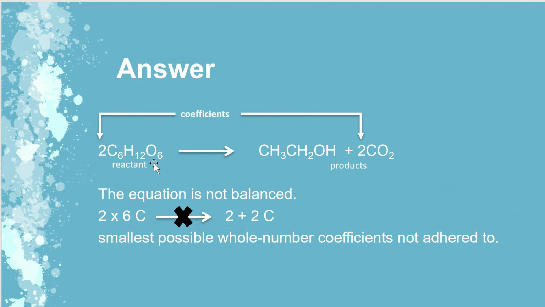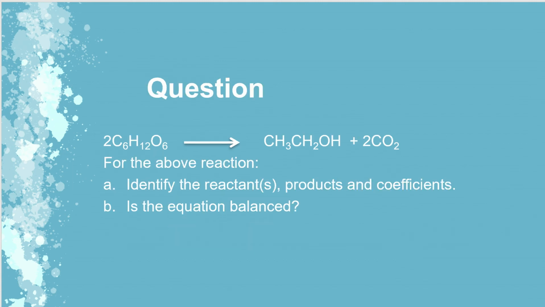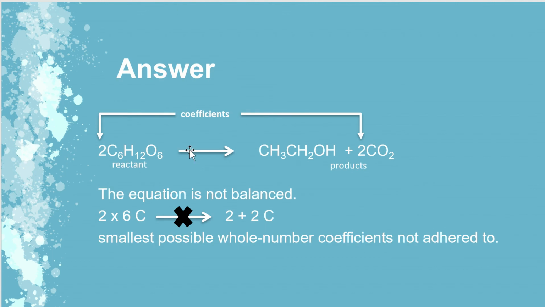All right, which one should we answer first? Let's go with A: reactants, products, and coefficients. This is our reactant. These are our products, ethanol and carbon dioxide, and our coefficients are the numbers that precede the molecules. So 2, and as we said, we don't write the 1, and 2. So 2 and 2 are our coefficients.